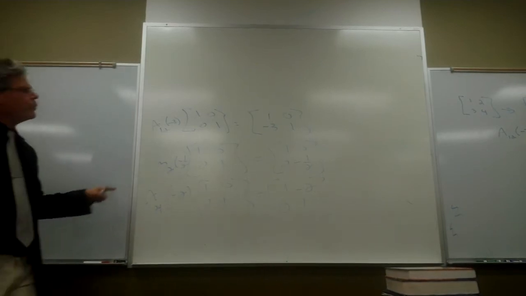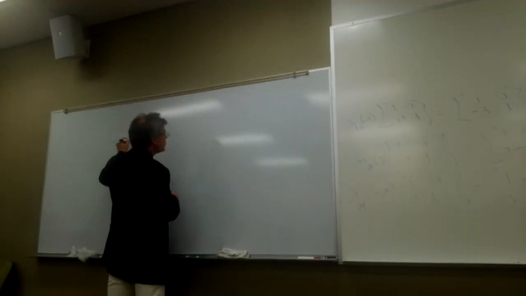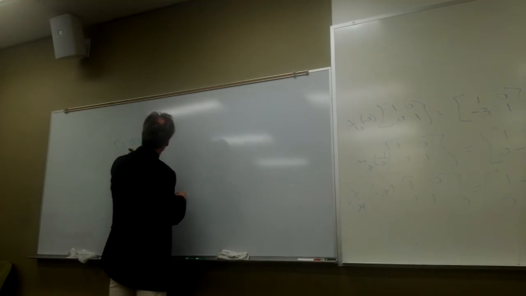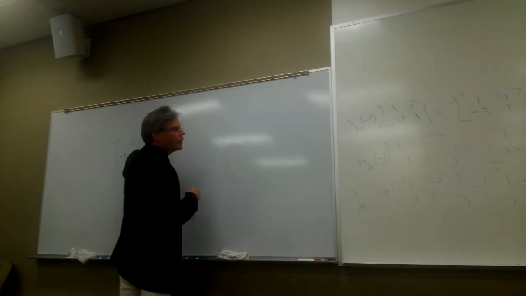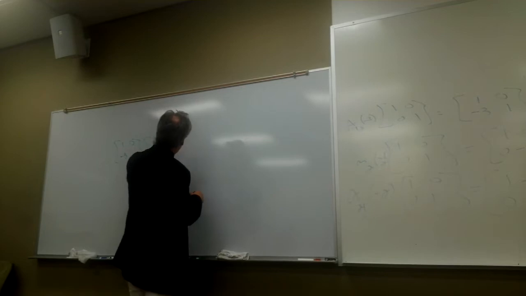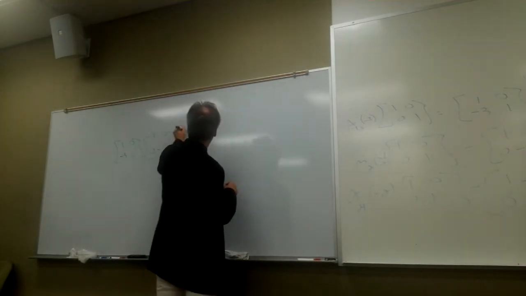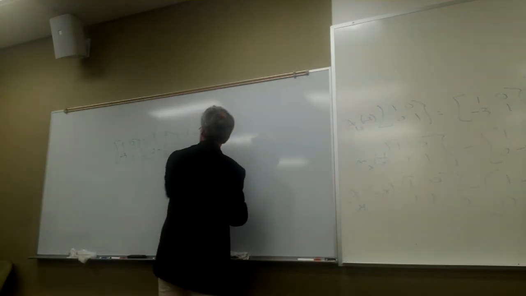If I were actually to take these matrices and multiply them together, let's see what I get. If I took 1 0 -3 1, and then I took 1 0 0 -1/2, and then I took my 1 -2 0 1. If I multiply these out, here's what I get.